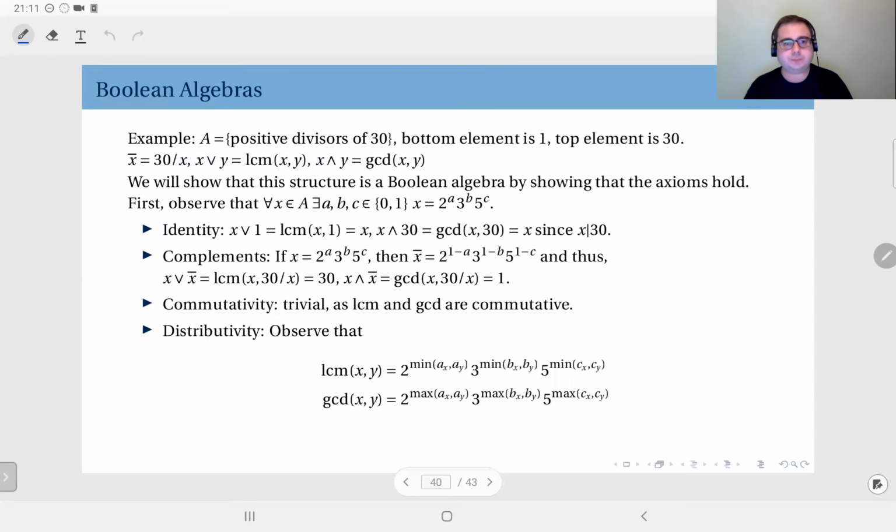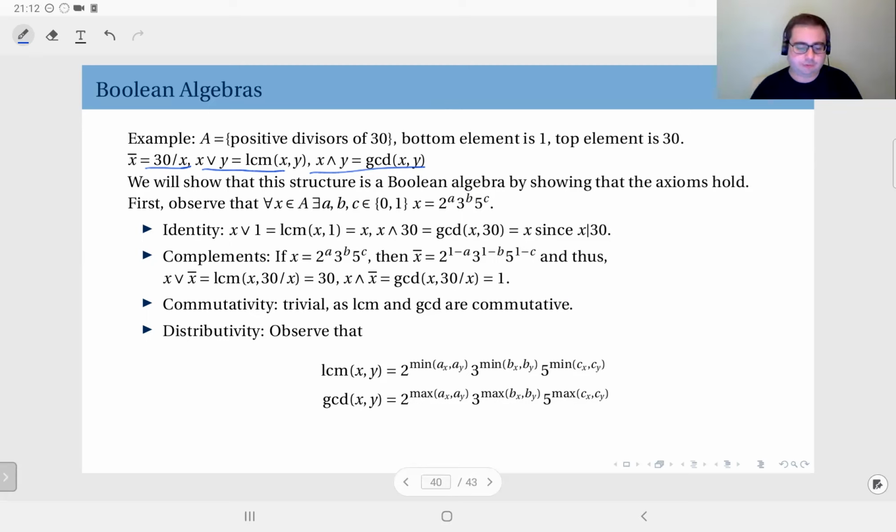So here's an example. We have the set, the positive divisors of 30. So we have 1, 2, 3, 5, 6, 10, 15, and 30. So the bottom element is 1 and the top element is 30. The complement is defined as 30 divided by x, and the join is defined as the least common multiple of two numbers. And the meet is defined as the GCD, the greatest common divisor of the two numbers. This is the setting, okay? We will show that this is a Boolean algebra. How are we going to do this? By actually showing the axioms are satisfied.